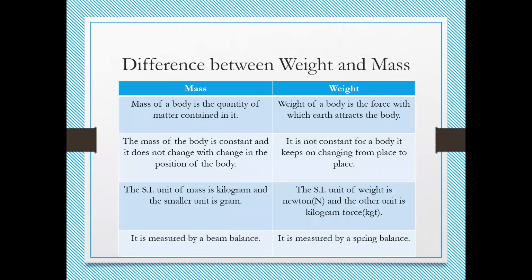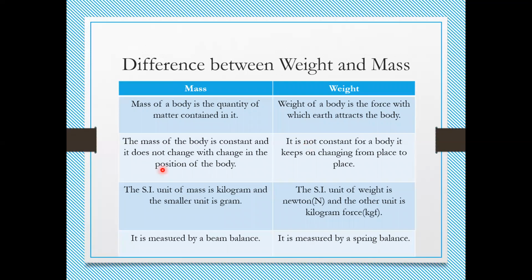This is the last topic of this chapter, that is the difference between weight and mass. We have already learned in detail what is mass and what is weight, and now here we are going to learn more differences between mass and weight. First one, mass. Mass of a body is the quantity of matter contained in it, whereas weight of a body is the force with which Earth attracts the body.